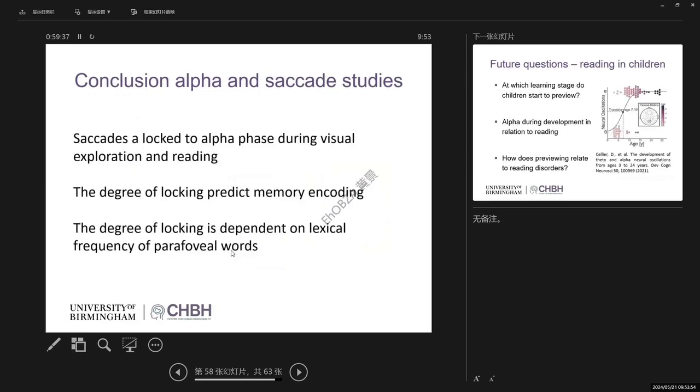So I'm going to conclude the alpha and saccade findings. We have convergent evidence both from visual exploration and reading that saccades are locked to the phase of ongoing oscillations. This locking is dependent on the performance or difficulty of the task, right? So if people are remembering better, there's more locking. If people are saccading to a low frequency word, meaning a difficult word, there's more locking, right? So there's also a functional component related to the task in terms of this phase locking.